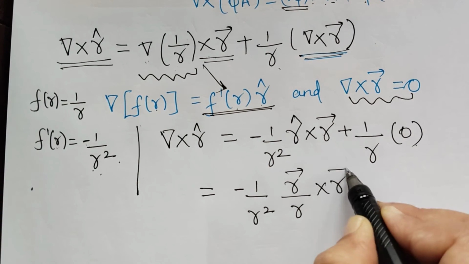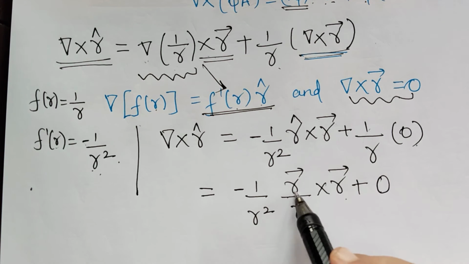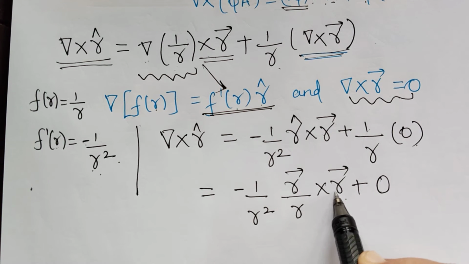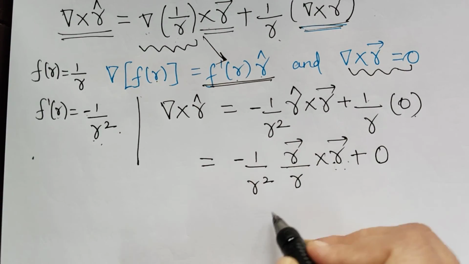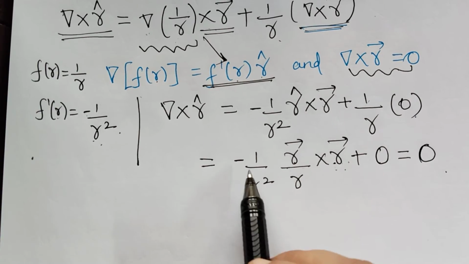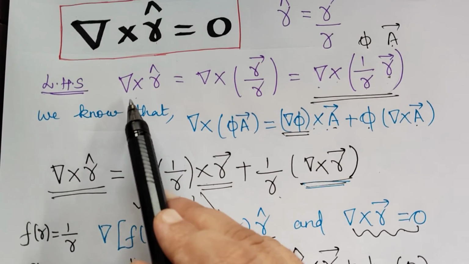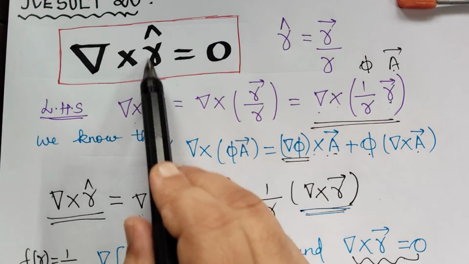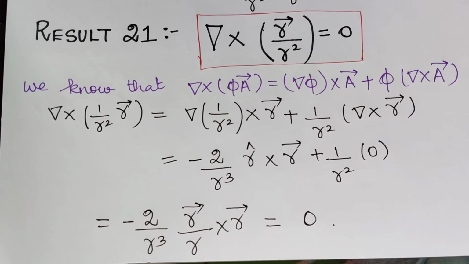Cross product with r vector, plus this is going to become 0. But we know that r vector cross r vector is 0. Cross product of the same vectors is equal to 0. Therefore this completely becomes 0 itself. So this is how we get del cross r cap to be equal to 0. Here we have result 21.